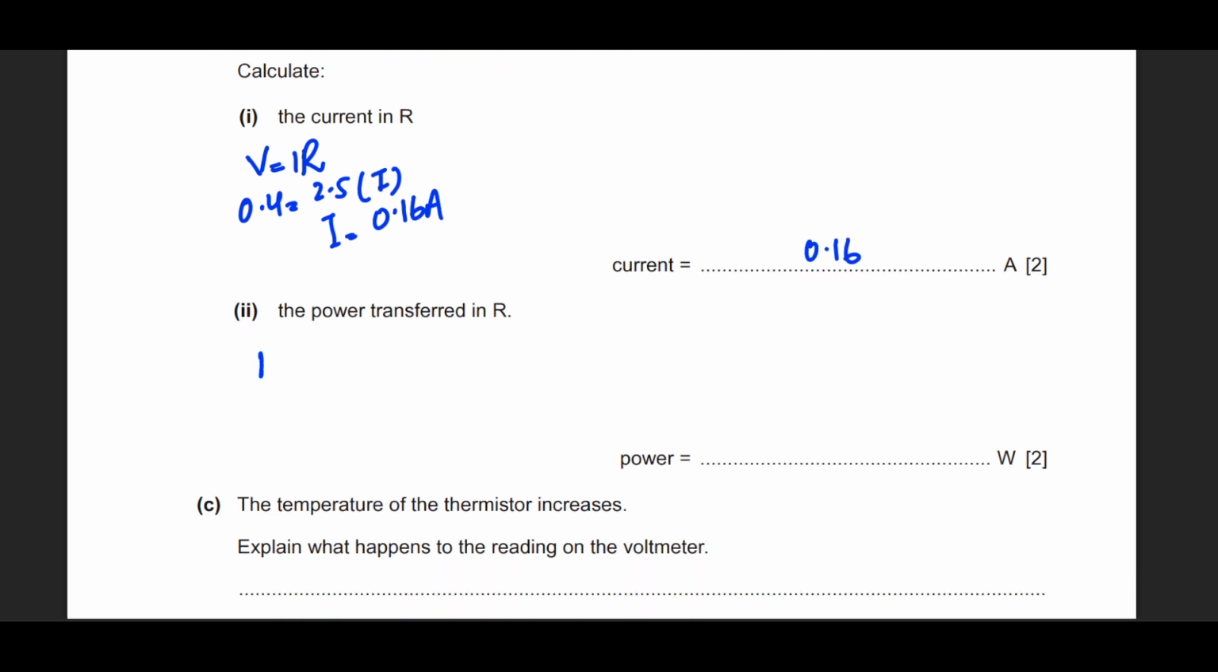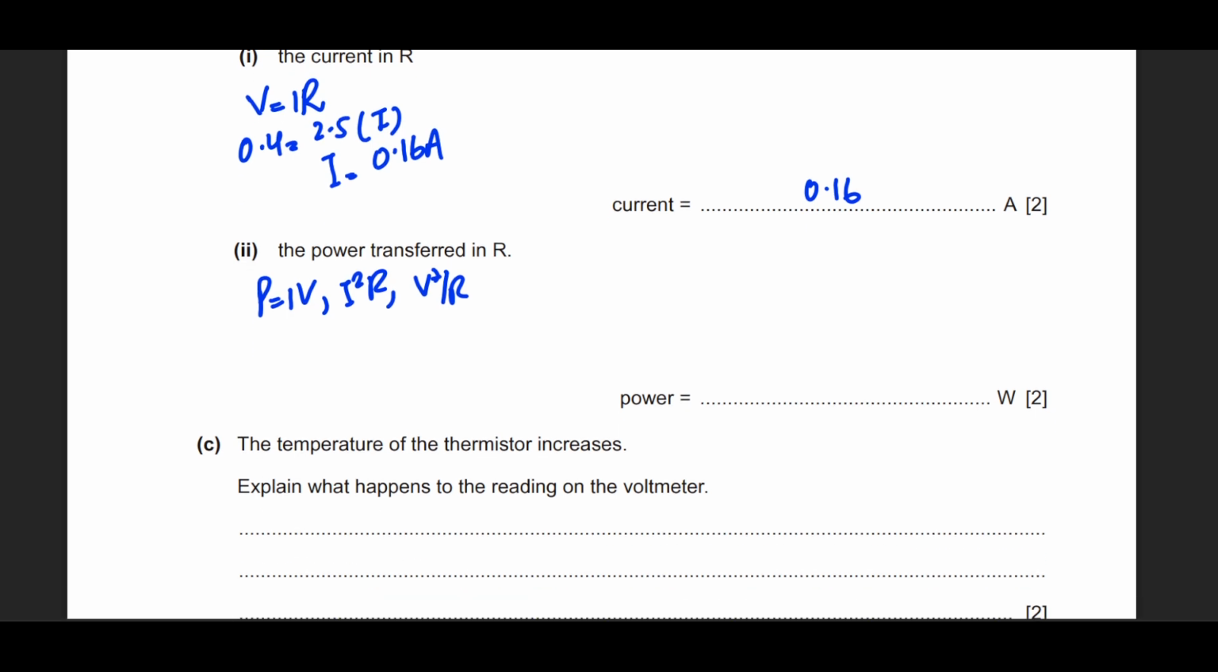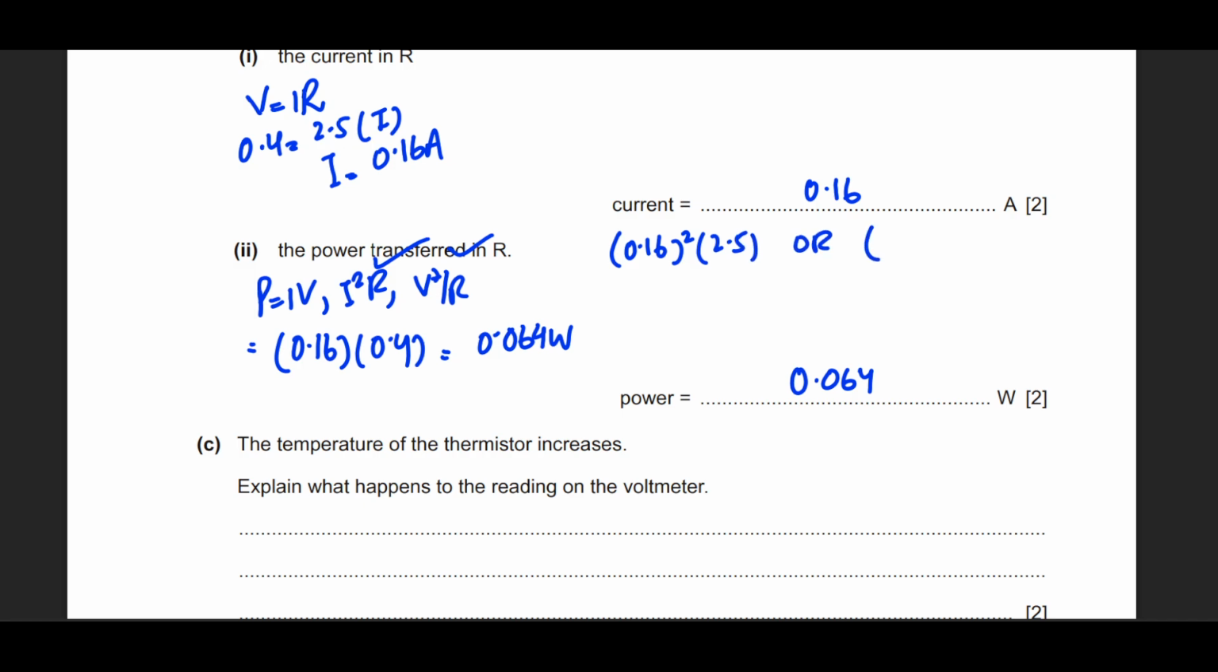The power transferred, again, we have P equals IV, we have I squared R, we have V squared over R. You can use any one of these formulas and you're going to get the same answer. So the current is 0.16, the voltage is 0.4. This comes out as 0.064 watts. So this is 0.064. You can try this by I squared R and V squared over R. In terms of I squared R, this will be 0.16 whole squared times the resistance, which is 2.5. Or you can try V squared, which is 0.4 whole squared divided by 2.5.